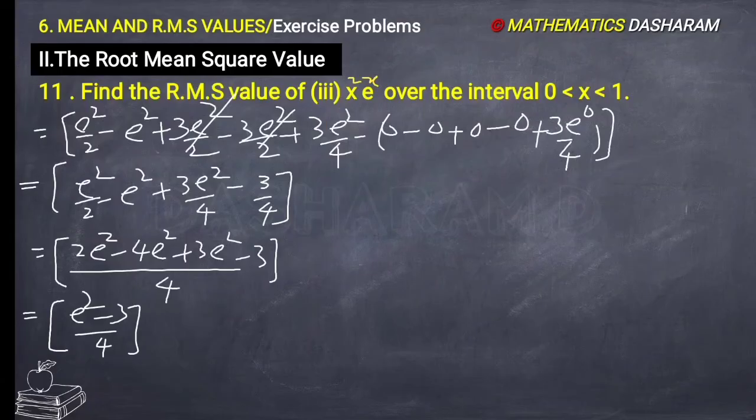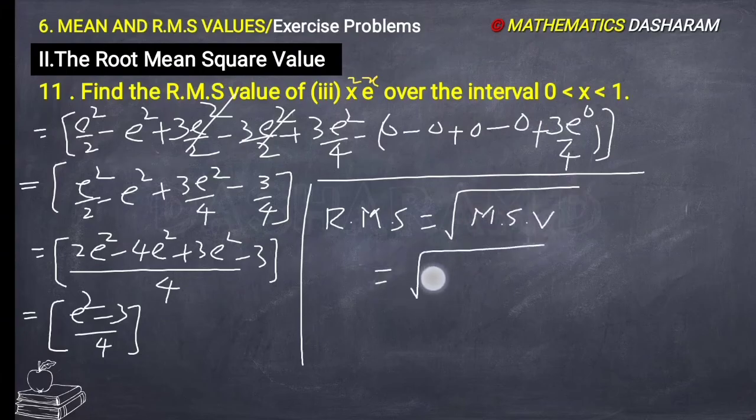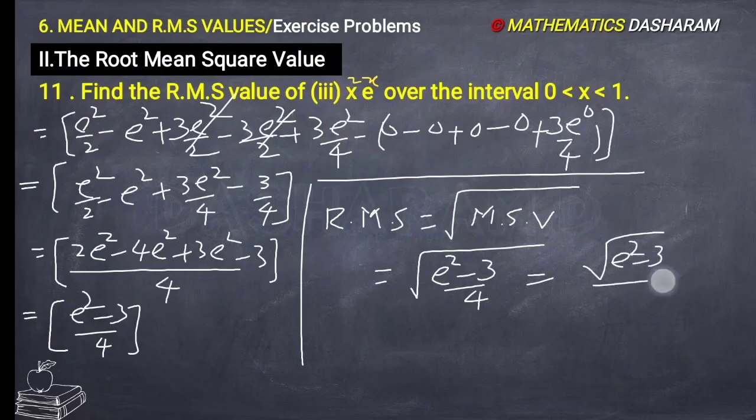So this is the MSV value, e square minus 3 by 4. Now our required answer is the RMS, that is the square root of MSV. So it is under root of e square minus 3 by 4. Then the square root of e square minus 3 by 2 is our required answer.